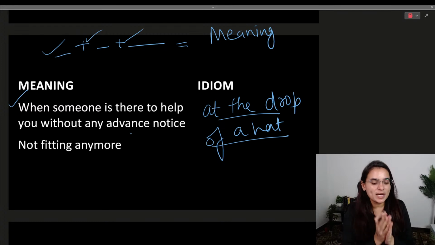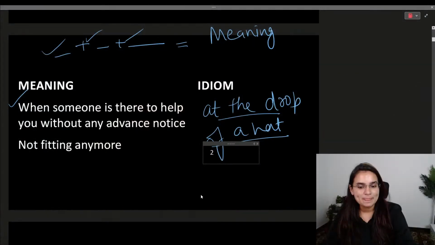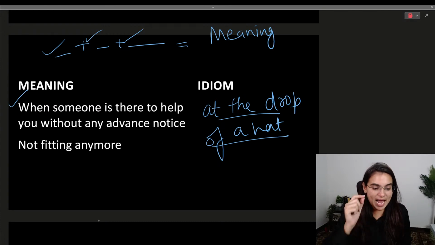For example, let's say you are in danger. You take out your phone immediately and you dial your friend's number and you tell them, you know what, I need your help. Can you quickly come and help me? And this friend comes immediately to help you. You can say that my friend came to help me at the drop of a hat. So when somebody comes to help you without any advance notice, it simply means at the drop of a hat.